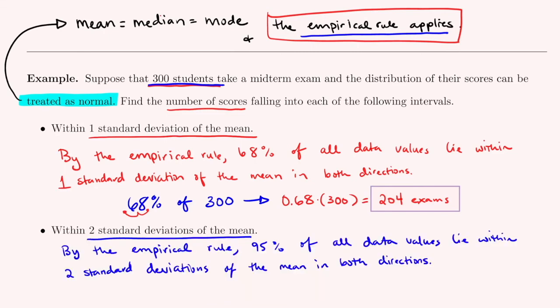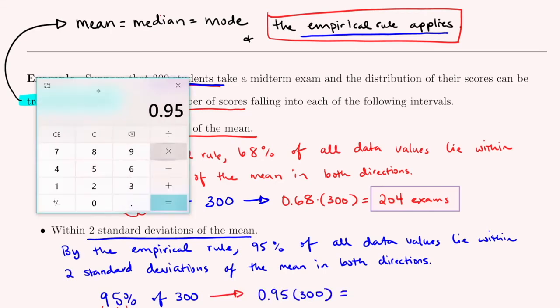Now we know by the empirical rule, which fits normal data sets, that 95% of all the data values lie within 2 standard deviations. So I just need to calculate how many of those 300 exams would account for 95%. So we're asked to find 95% of 300. As before, we first turn the percentage into a decimal and then multiply by the original value. Let's type this into our calculator. And we see 285 of the exams lie within 2 standard deviations.